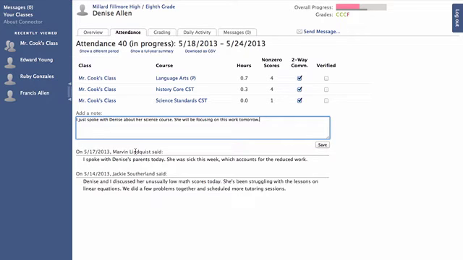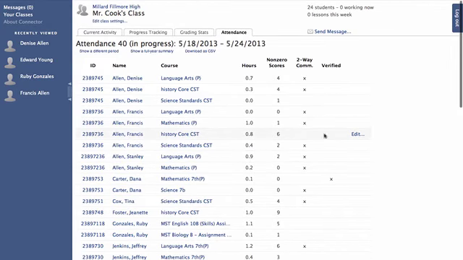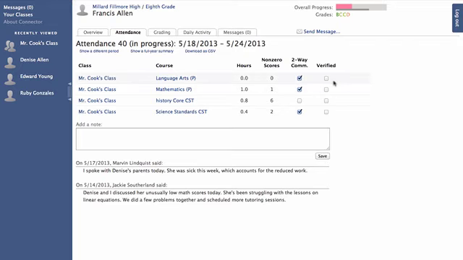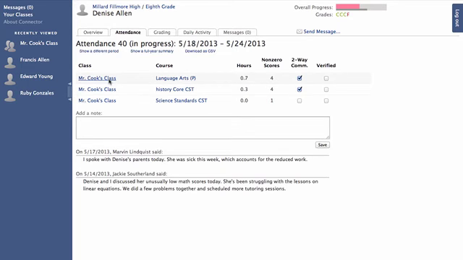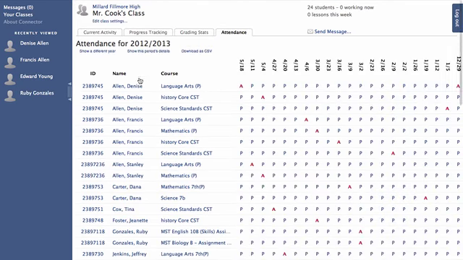And you can see what other faculty have said about Denise's attendance during this period. Marvin spoke with Denise's parents, she was sick this week, so we might have a series of notes that account for the check marks here. And these check marks correspond with the boxes here. And again, you can get back to that screen from the class screen. The idea is that at any level you can click to drill down or click back to go back up.